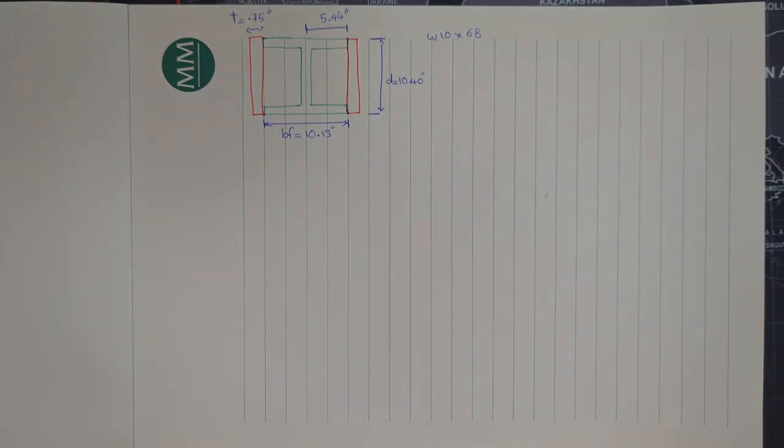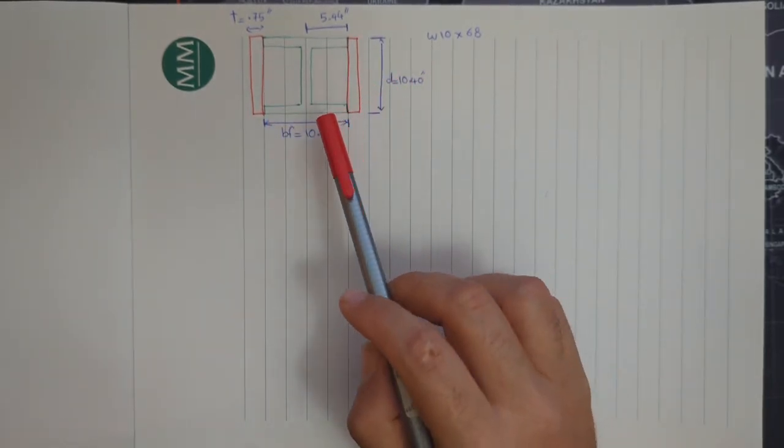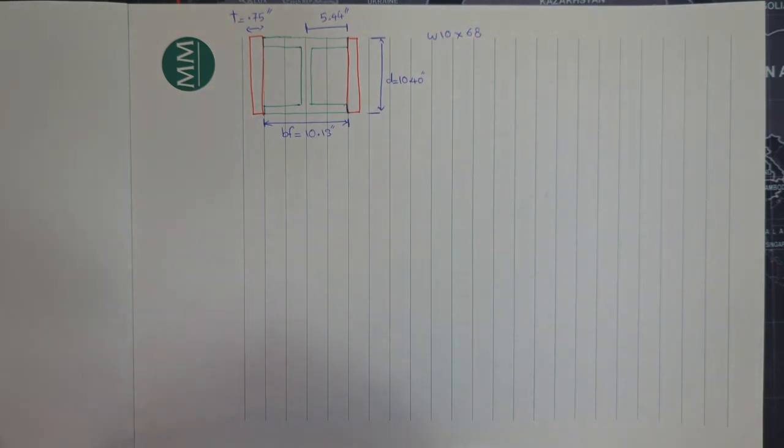The question says, calculate the radius of gyration with respect to both centroidal axes of the cover plate W shape shown in figure 8.14. As you can see, the I-beam that we have is W10 by 68. And if we go to Appendix A of the book, we have some numbers for this I-beam.